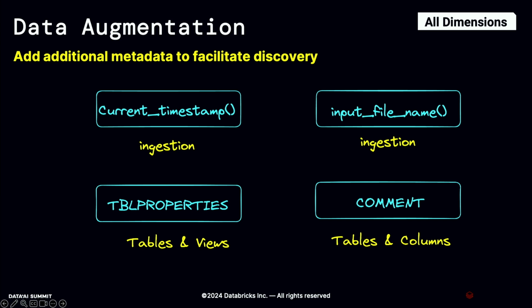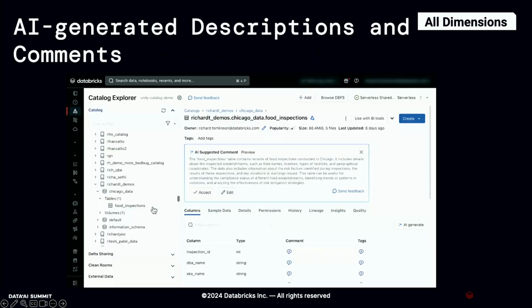We can leverage table properties. It's like user-defined key-value pairs. So for example, contains PII equal true, but you can also just add comments to your tables and your columns.